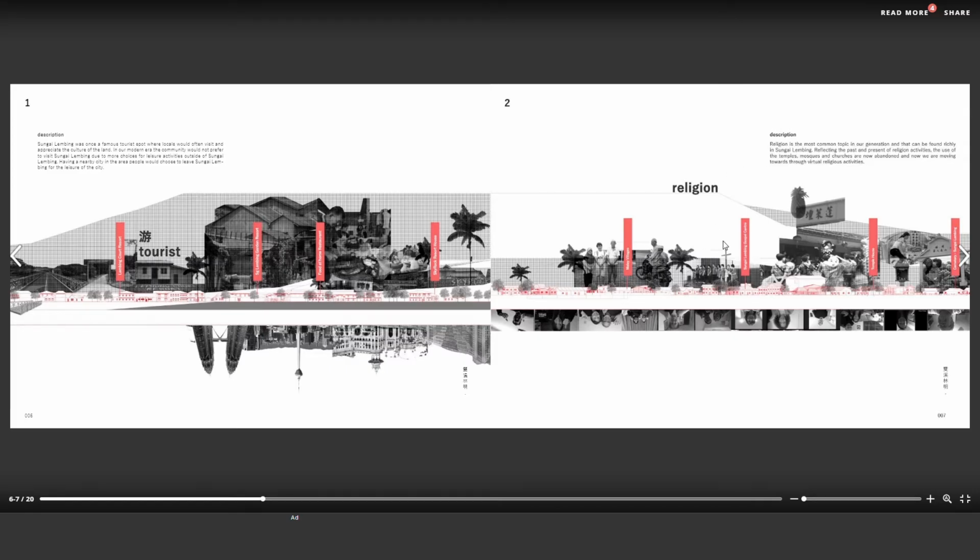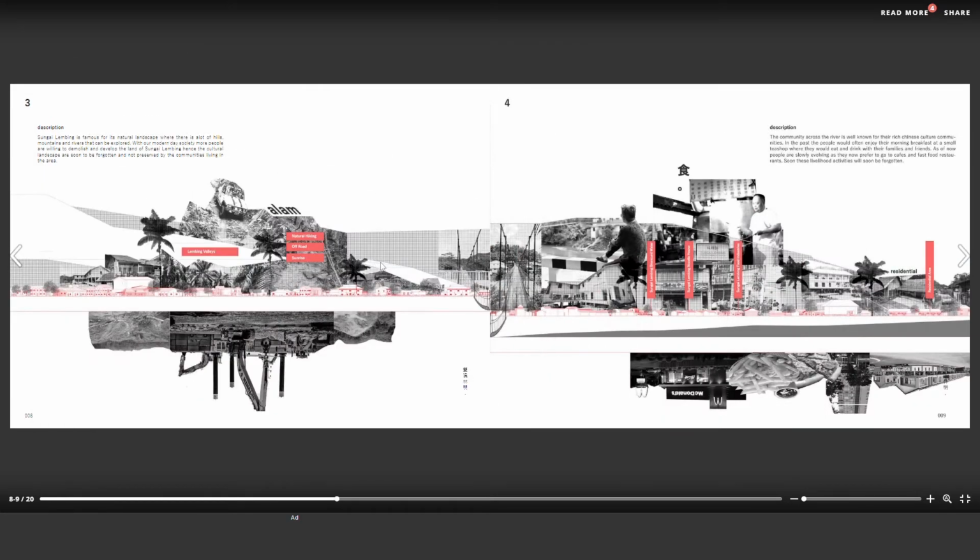The second one is religion. You can see here we have listed out religion hotspots, and the community as well. This collage explains that the community back in the old days would often worship by going to the church, temple, or mosque. As of now, during COVID season, most of them do virtual religious activities instead of going back to these centers.